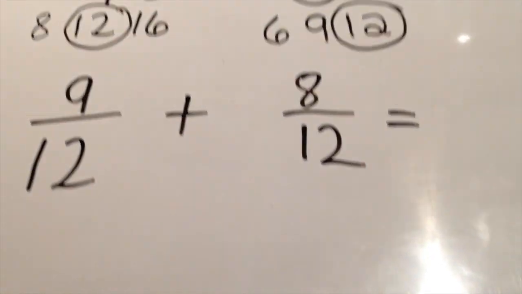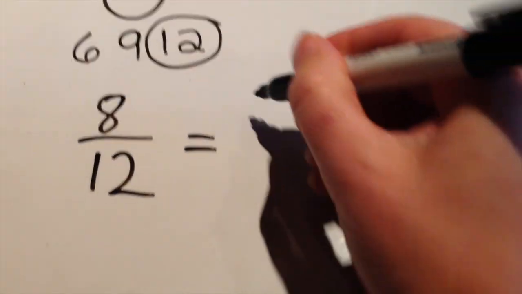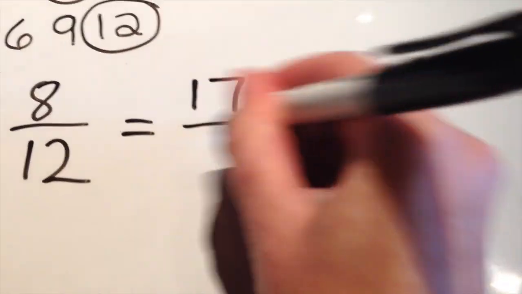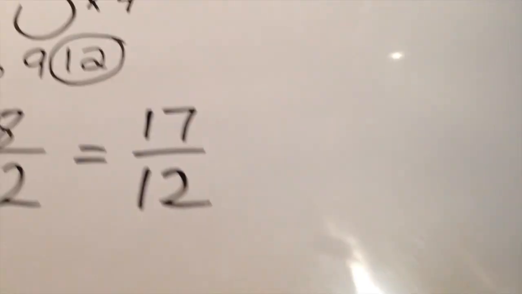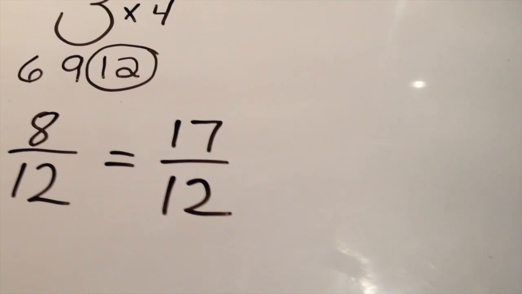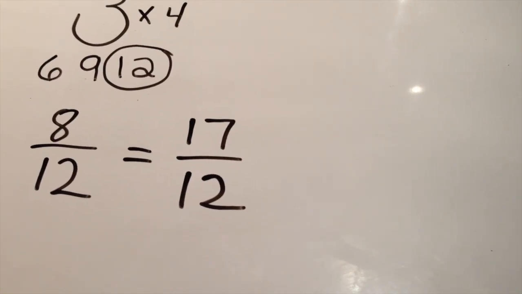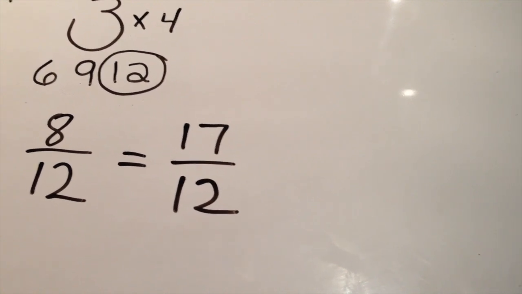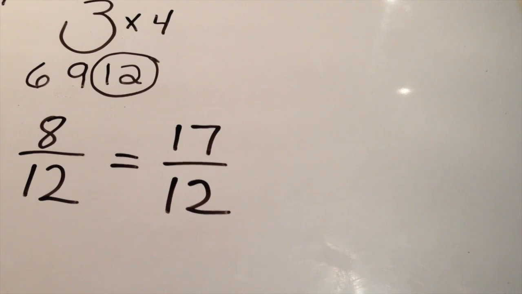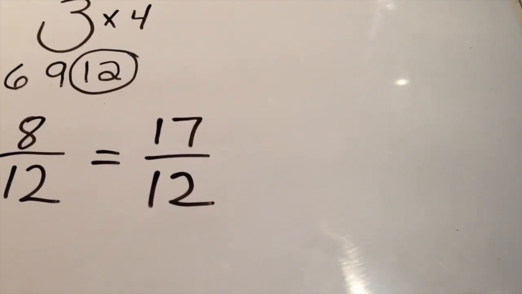And now that we have a common denominator, we can go ahead and add. 9 plus 8 is 17. And the denominator will stay the same as 12. If you look at that fraction, you see that it is an improper fraction, which means that the bottom number, the denominator, is less than the top number, the numerator. We do not want to leave it in improper fraction form for our final answer, so we're going to change that to a mixed number.